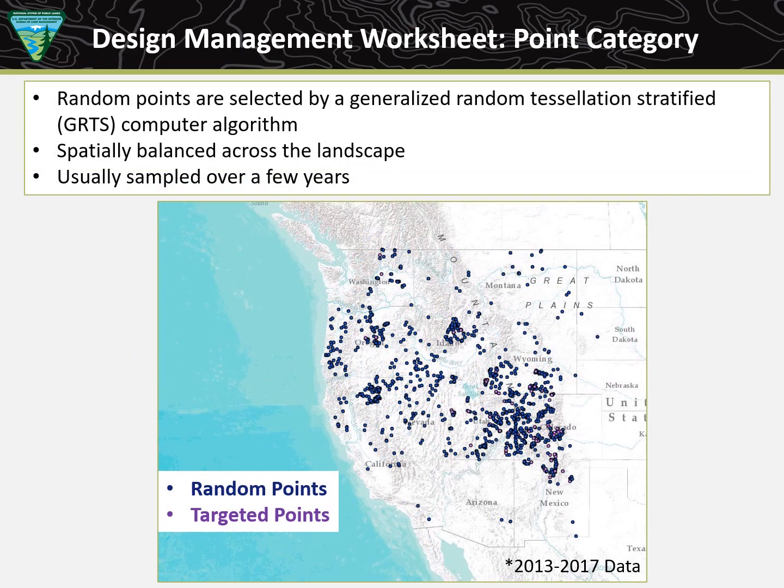Random points are selected by a generalized random tessellation stratified computer algorithm, are spatially balanced across the landscape, and are usually sampled over a few years. This random point generation method allows for broad-scale statements regarding the overall condition of a resource. It also enables data to be analyzed later at different scales that cannot always be predicted during the design phase.